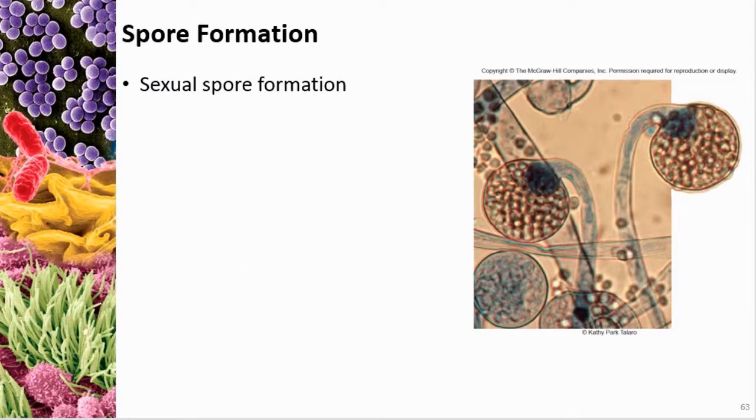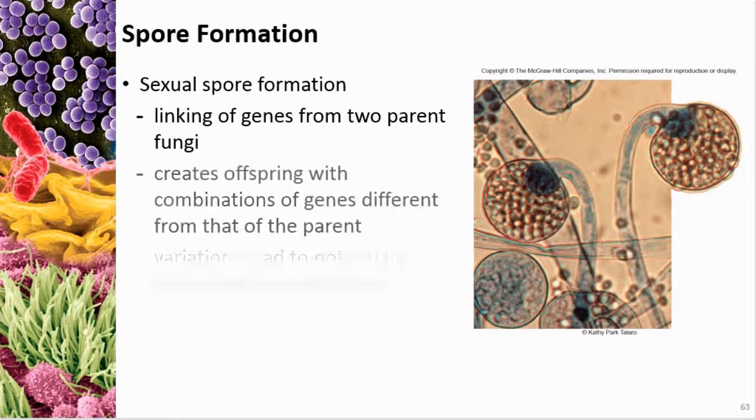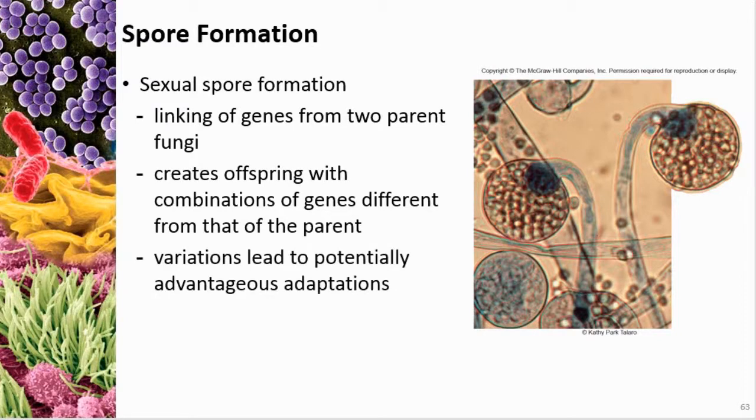The other way, besides asexual, is sexual spore formation. The benefit to sexual spore formation is variation of genetics. And as I've mentioned before, variation of genetics generally allows for better adaptation. Just like with other sexual reproduction, there have to be 2 parents. Those parents will link their DNA to create offspring that are a combination of the 2.